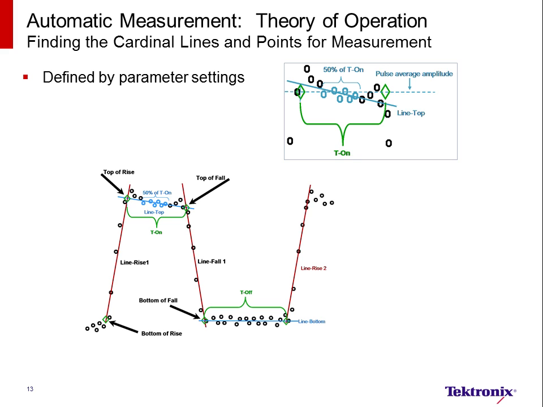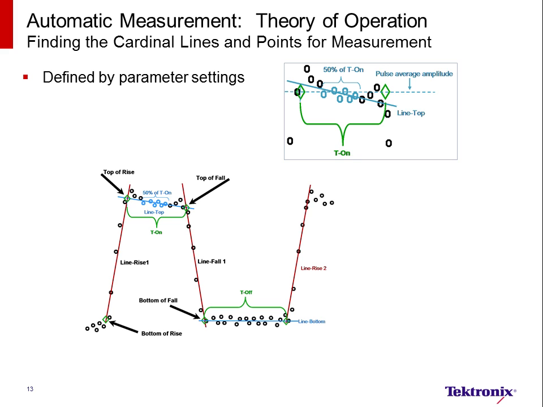Similar lines are drawn for the rise time, and a least squares fit is performed, adjusting each of the lines to minimize error. The intersection of these lines, the cardinal points, shown in green on the diagram, define a transition from rise to fall to line top. All measurements are performed based on these points.